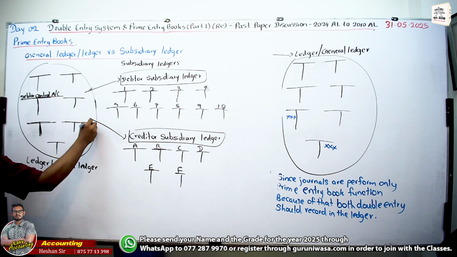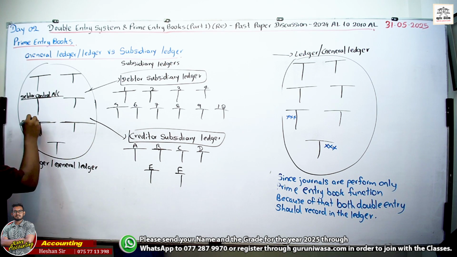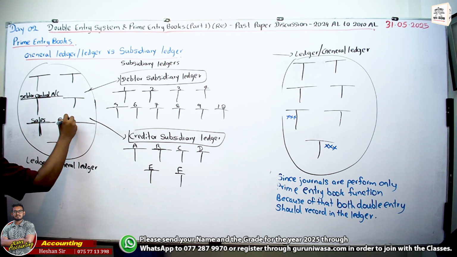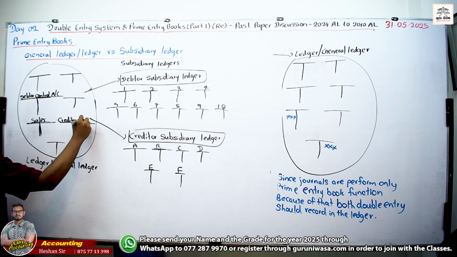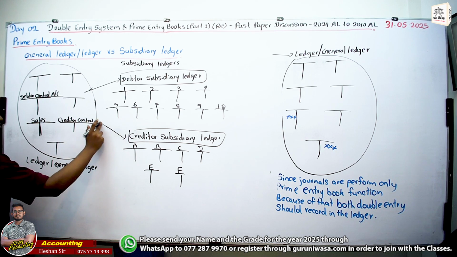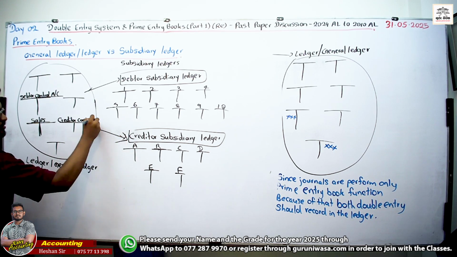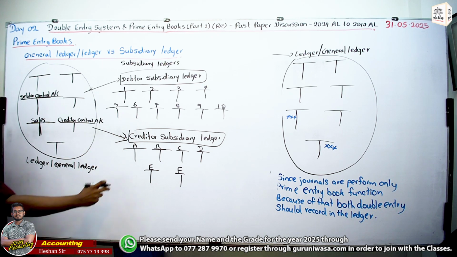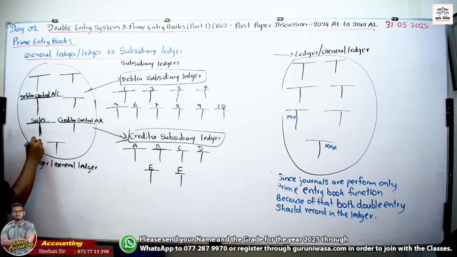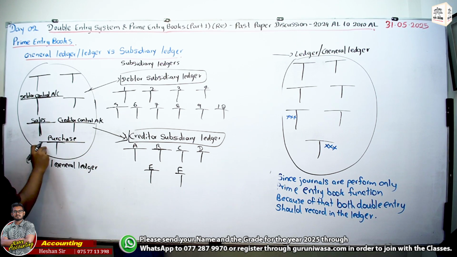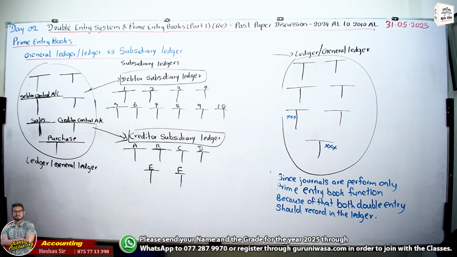But in here we maintain a creditor control account. So the total summation of purchases we credit to here, and we debit the purchase account in the general ledger. Why? The double entry is in the general ledger, but this is only a single entry.